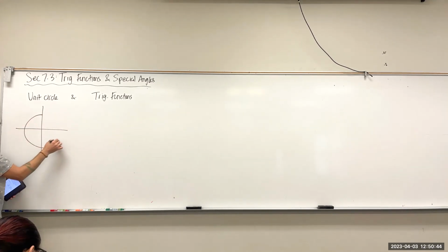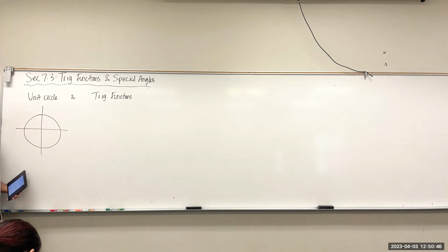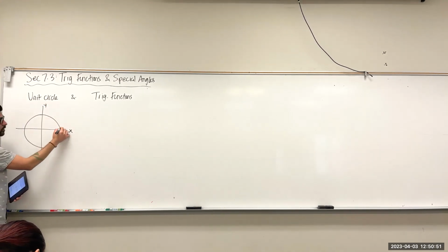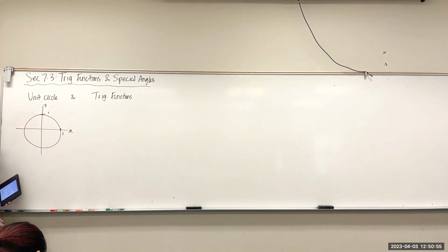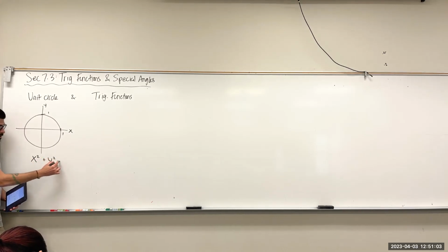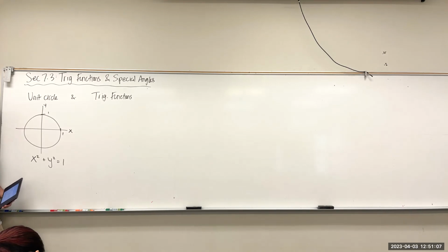So we have a circle here. What's the radius of that circle? 1, which is why it's called the unit circle. Right, so it goes up to 1. What's the equation of the unit circle that we've been using? X squared plus y squared equals 1 squared, the radius, but in this case, that's just 1. That's the equation of the circle.